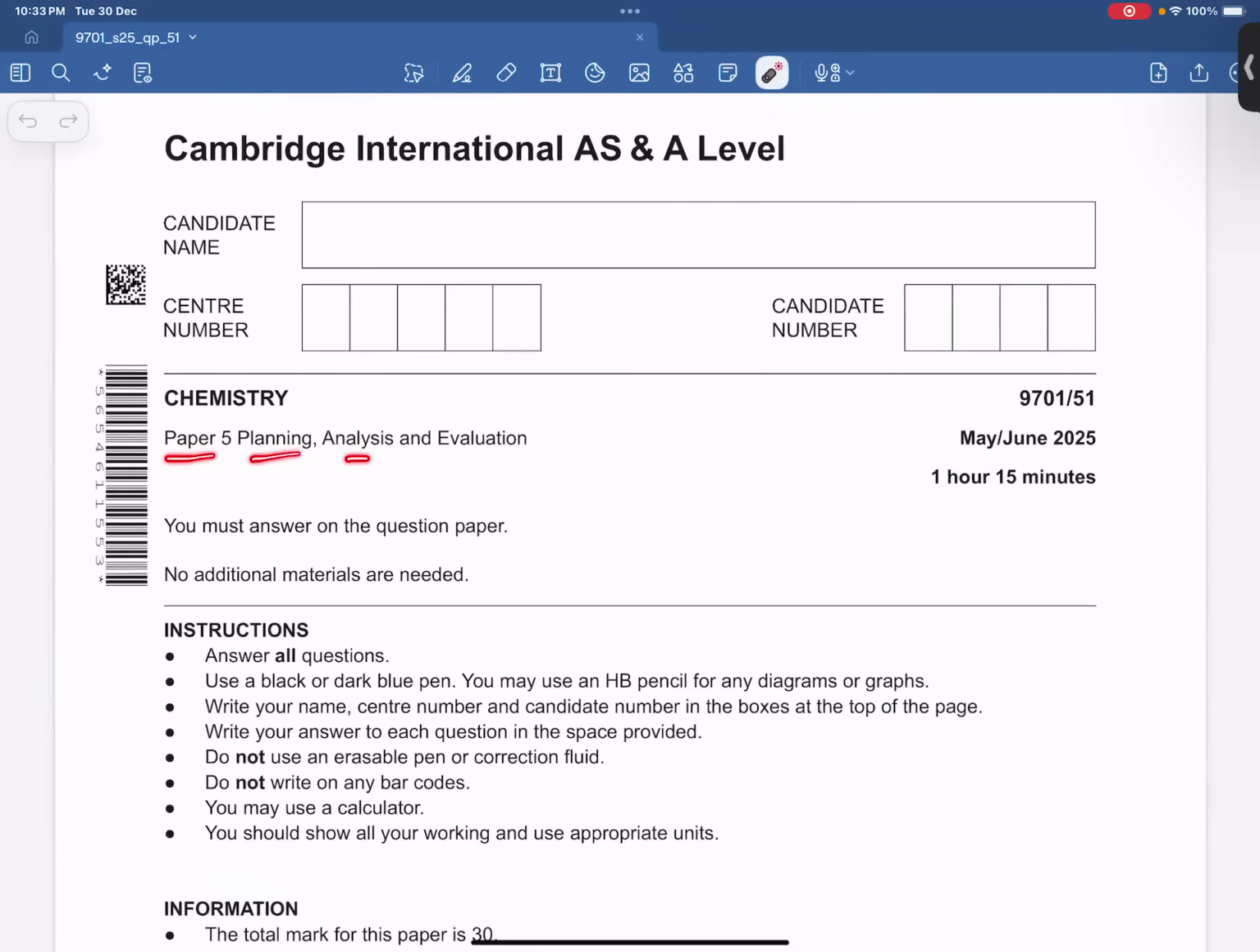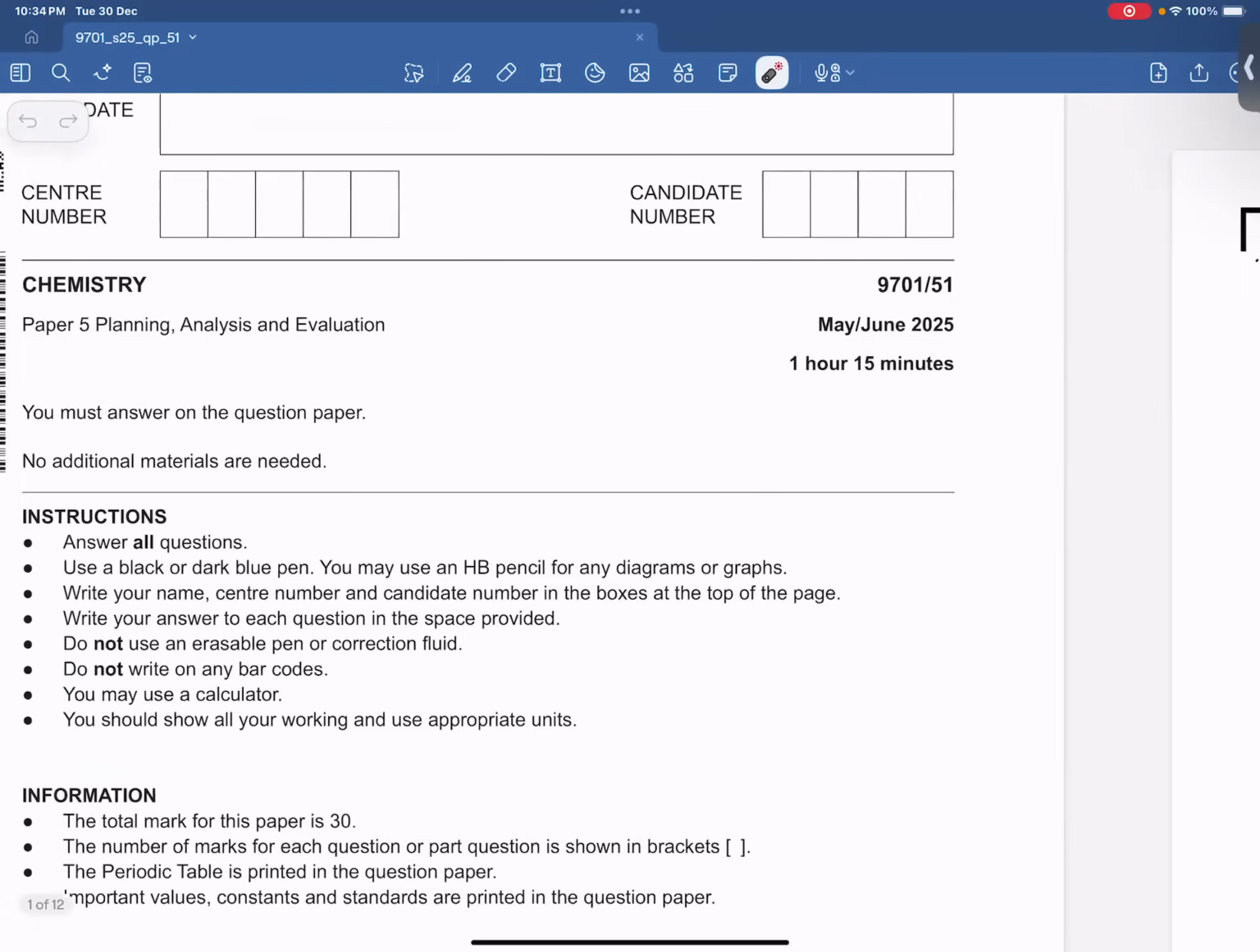Paper 5, Planning, Analysis, and Evaluation of A level, May June 2025, Variant 51. We did Variant 52 in the last class. Now we are doing Variant 51. Let's see what we have in this paper. Oh, my goodness. Okay.